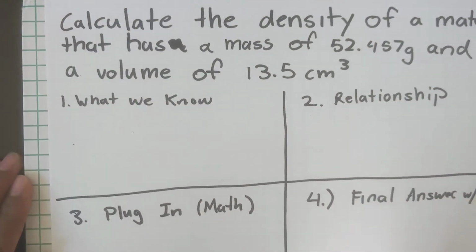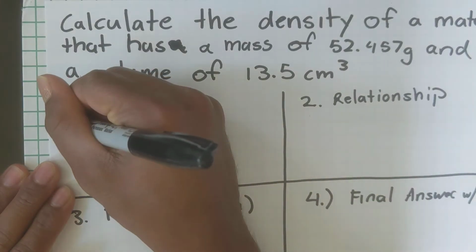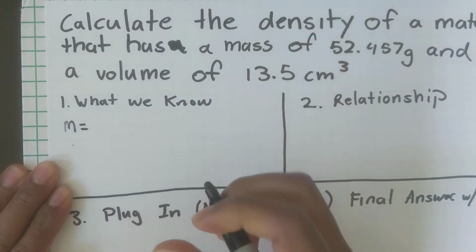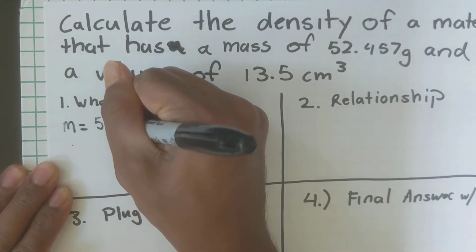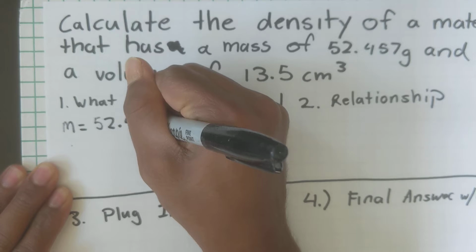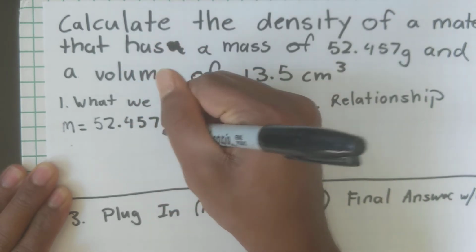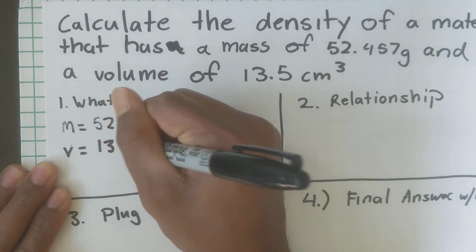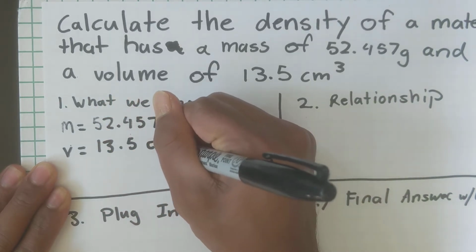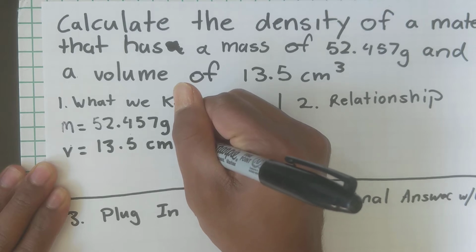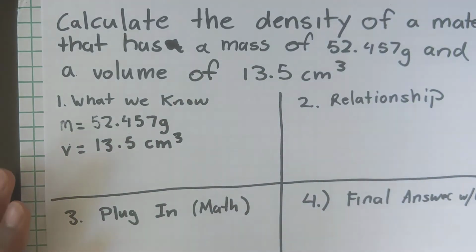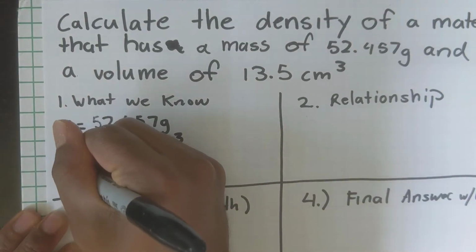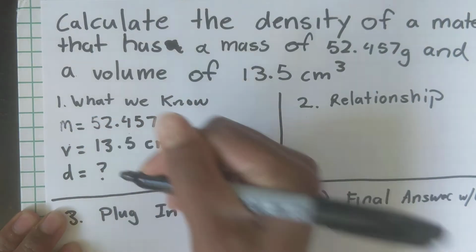So what we know is that the mass, which we'll represent with m, is equal to 52.457 grams. We also know that the volume is equal to 13.5 cubic centimeters. What we don't know is the density. I'm going to leave that as a question mark.